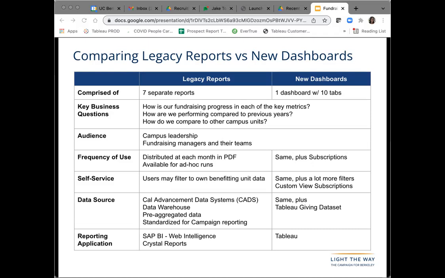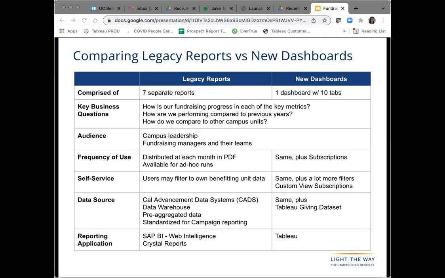And now we have one dashboard. There's a lot of tabs in that one dashboard, but it's all in one place, and they can filter things and look at various variables through those funds in one place. We're still answering the same business questions. The audience is pretty much the same.